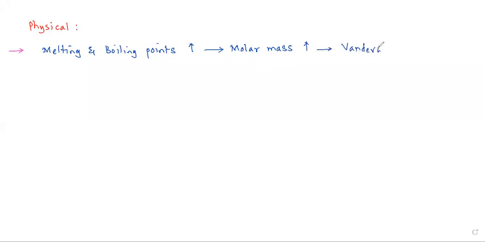You know, the melting and boiling point increase as the molar mass increases. It is because with increase in molar mass, van der Waals forces increase. Okay.